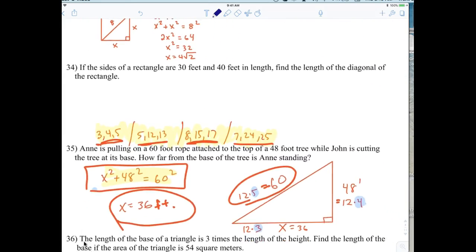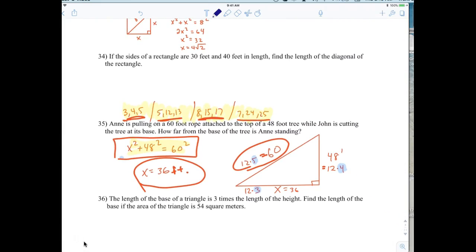If the sides of a rectangle are 30 feet by 40 feet, the diagonal would have to be what? Without doing any work, you should be able to just tell me. 50. How do I know it's 50? Because 3, 4, and 5. Yeah, smart guys. And you don't have to see that, honestly. I'm just saying it's kind of nice if you know those Pythagorean triples. Helps you out a lot.